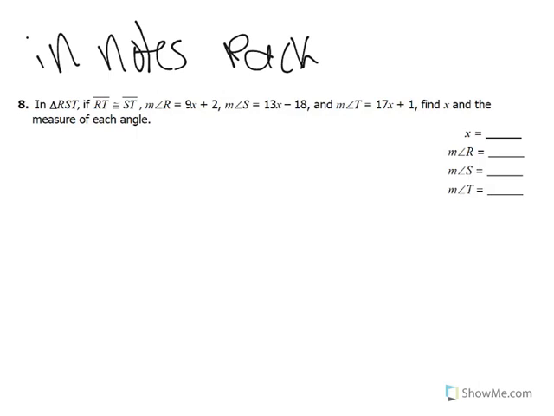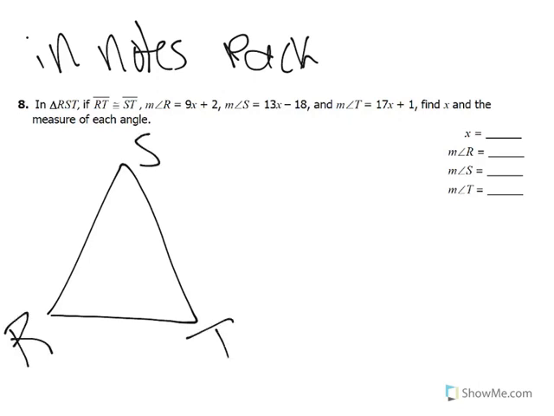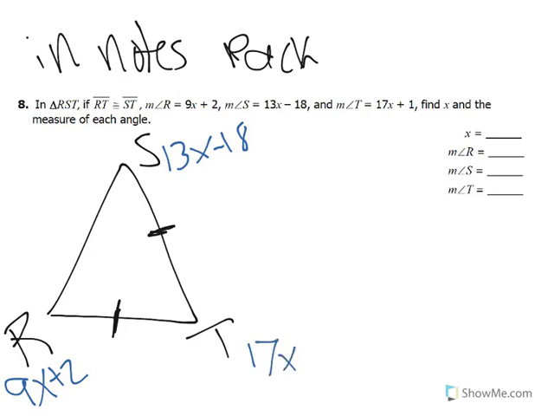Before we do anything, since there's not a picture, draw a picture. We're going to label it R, S, T. And then it's telling us that RT is congruent to ST. So those are my congruent sides. Put that in your picture or you're going to forget that those two sides are congruent. And then they gave us some angles, so we're going to put those angles in there. Angle R is 9x plus 2. Angle S is 13x minus 18. And angle T is 17x plus 1.